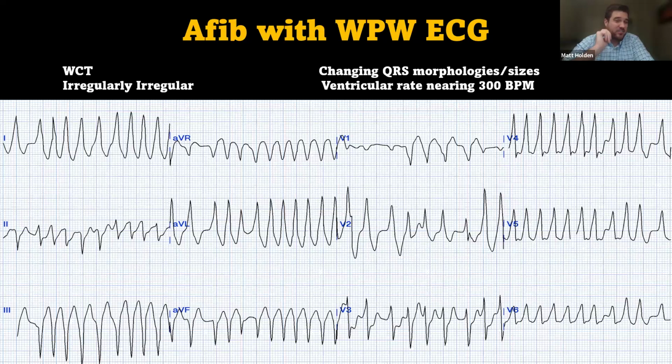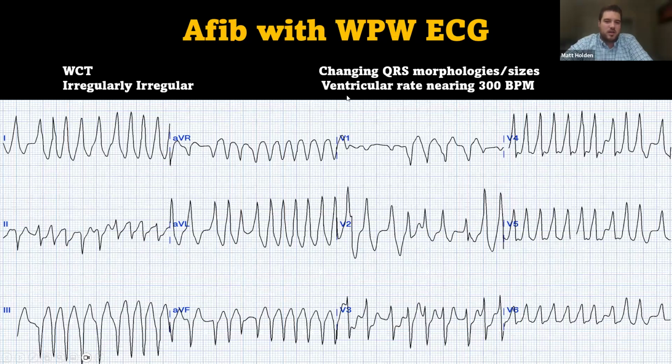It's not good. So this is actually AFib with pre-excitation. First off, it's going to be a wide complex tachycardia, and you can see the QRS morphologies are wide. It's irregular. When you look over here, it looks kind of regular, but look in all your leads, you can see how irregular it is. My R to R intervals are all varying lengths, right? Another big thing to look for is changing QRS morphologies and sizes. You can see some of these QRS morphologies all look a little different, right?